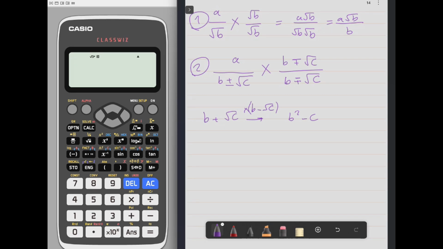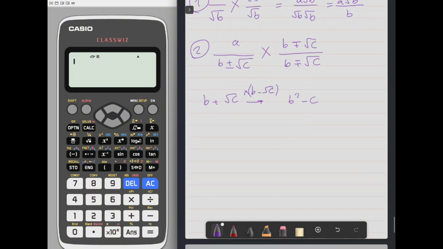I don't have any surds anymore. But at the same time, the fraction remains the same. Its value does not change. So I'm just simply rationalizing the denominator. And if I have b minus root c, it's going to be multiplied by b plus root c. And it will be b squared minus c again.